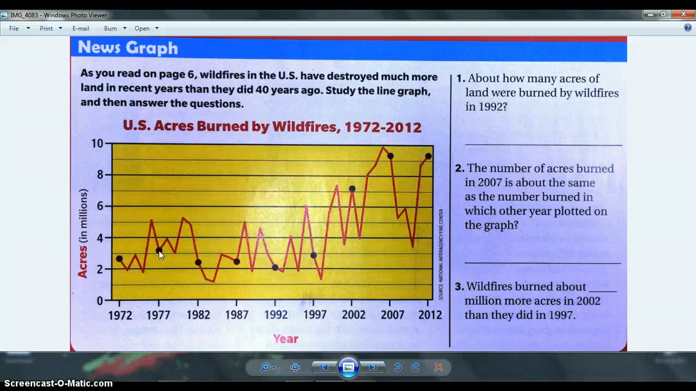As you answer these questions, you need to refer continually back to the chart and make sure that you're carefully understanding what it's trying to say. Again, the x-axis shows time in years. The y-axis here is going to show you the number of acres burned by wildfire in millions.